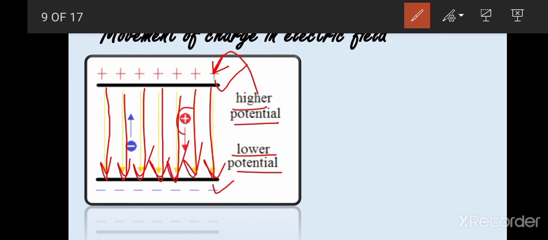Now if we have a positive charge, it will move in the direction of the electric field because it will get repelled from the positive side and it is attracted toward the negative side. So it will move in the direction of the electric field. But if we take a negative charge inside this electric field, what will happen? It will get repelled from the negative plate and move towards the positive plate. But as its direction is opposite to the electric field line, we can say that it is moving against the electric field.